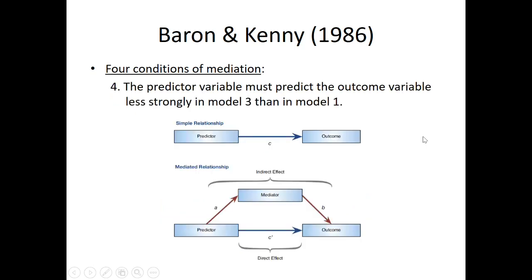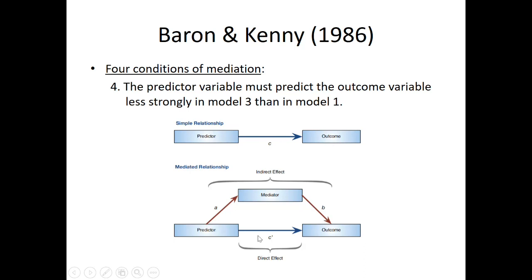Now, the fourth step, which is arguably important, is relatively controversial using the Barron and Kenny model. I don't really use the Barron and Kenny model that much when I'm doing mediation. We'll talk about conditional process in a moment. But before I run the conditional process, I always run a Barron and Kenny mediation just to see, because if it's not significant, conditional process is not going to be significant, and I'm going to try and save my time. But with the Barron and Kenny method, this relationship has to be weaker than this relationship.